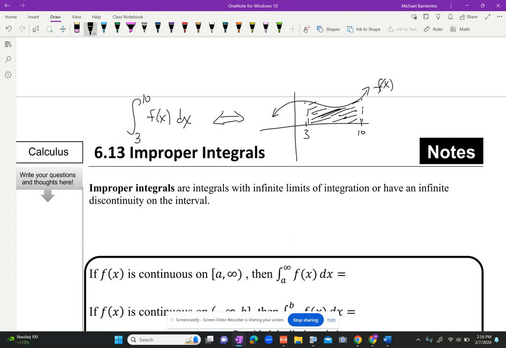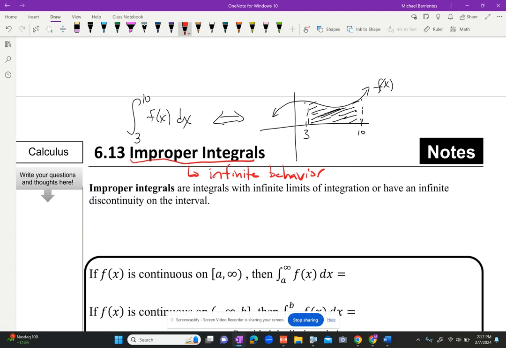Well, improper integrals mean that, and I think this is the big idea you need to walk away with: whenever we're talking about improper integrals, there's always infinite behavior. Now, the infinite behavior can be due to my limits of integration being infinity.